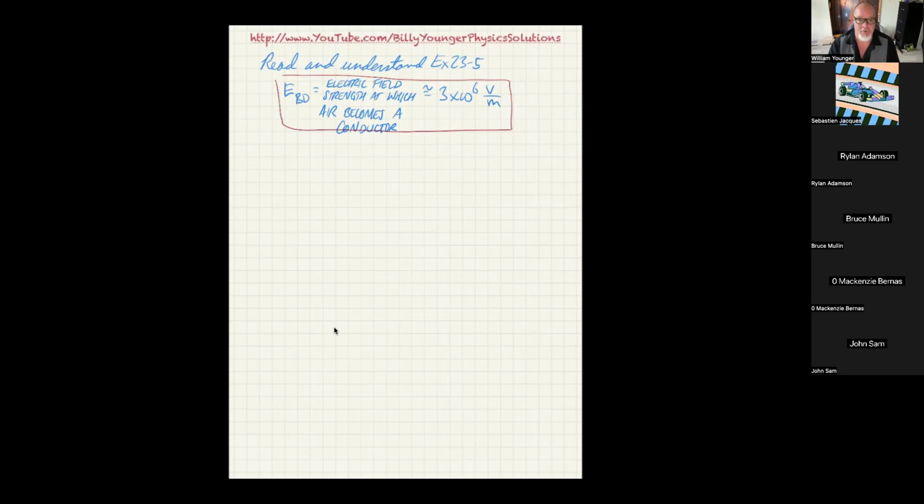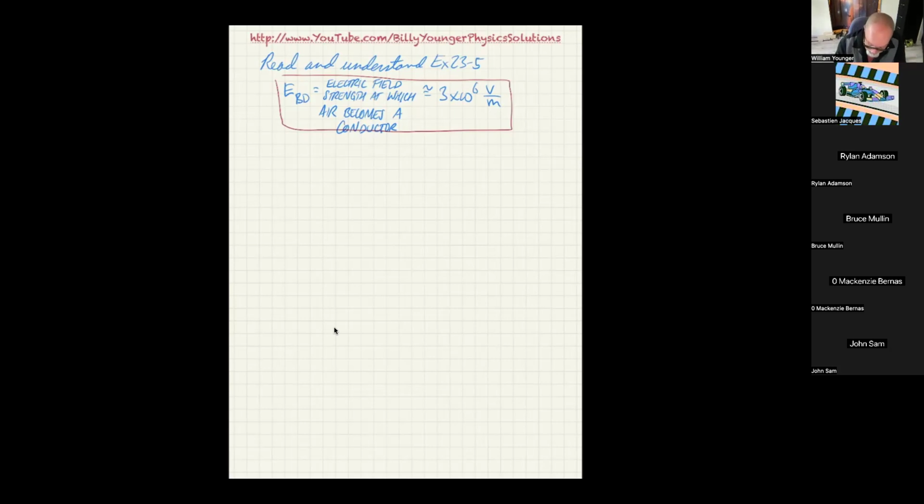The breakdown voltage for cork is a whole different number than 3 times 10 to the 6 volts per meter. So the electric field breakdown is the volts per meter at which air becomes an actual conductor. So anybody have any questions on that?